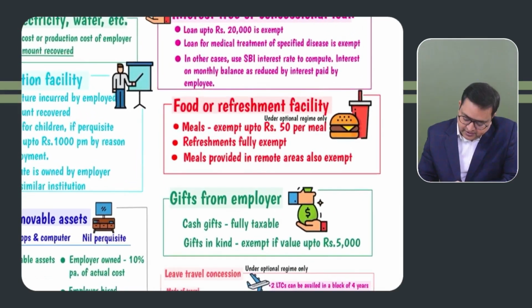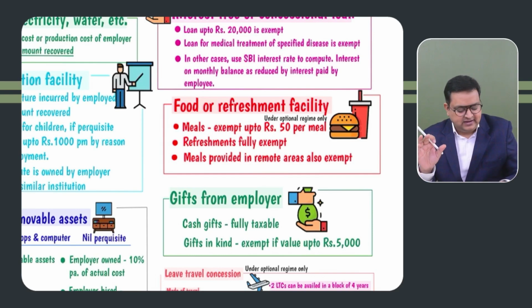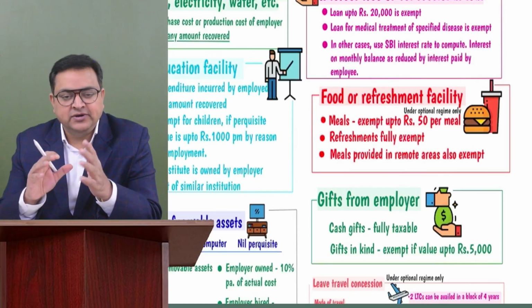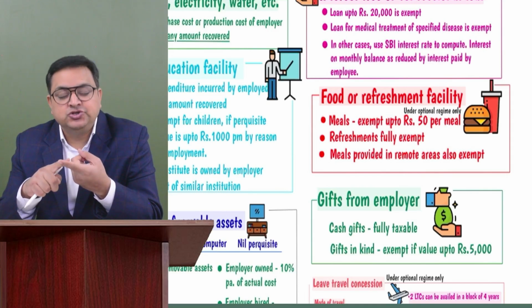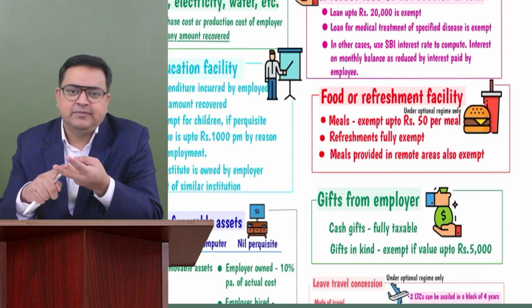Okay. Food and refreshment facility. If you are getting a refreshment facility, refreshment is tea, coffee, etc. That is an exempt perquisite. But meal facility, lunch or dinner facility, is a taxable perquisite.